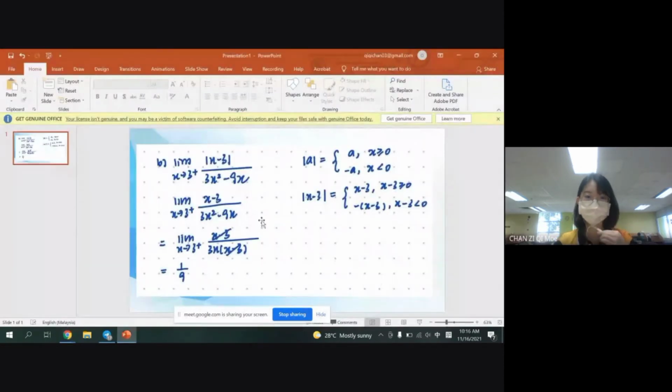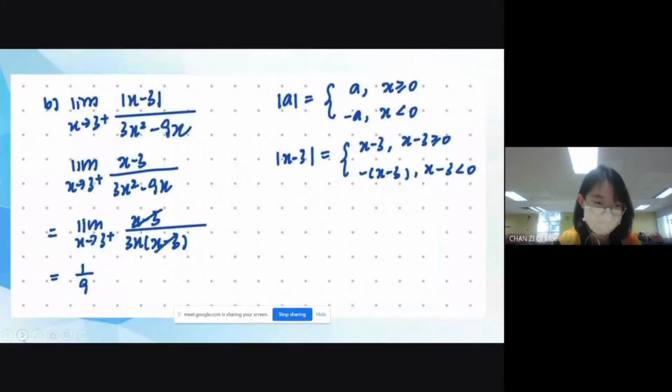Okay, so this is question 4B. The question is the limit as x approaches 3 from the right, modulus x minus 3 divided by 3x squared minus 9x. From here we need to solve the modulus x minus 3 first. So we sub into the absolute value formula, and we sub x minus 3 into a. Then we will get this formula.